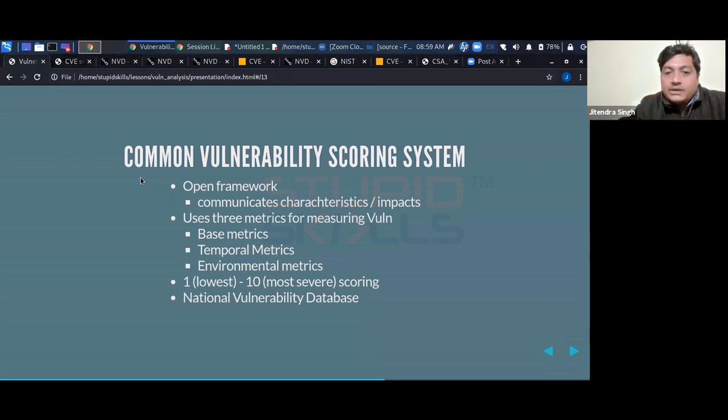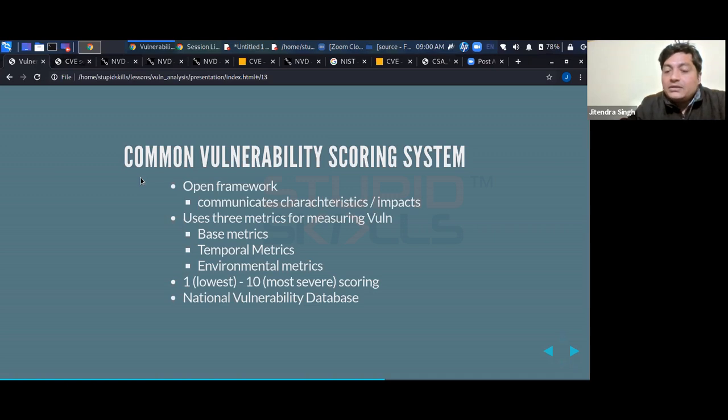But the thing that I would want you to know about these metrics is that a vulnerability has some kind of inherent quality, and you want to actually give it some kind of a score. So anything that is there, if it is not measured or if it is not given a number, you won't be able to do any kind of analysis on that.